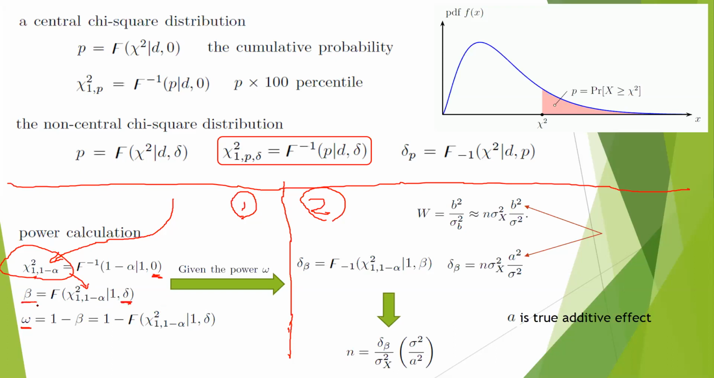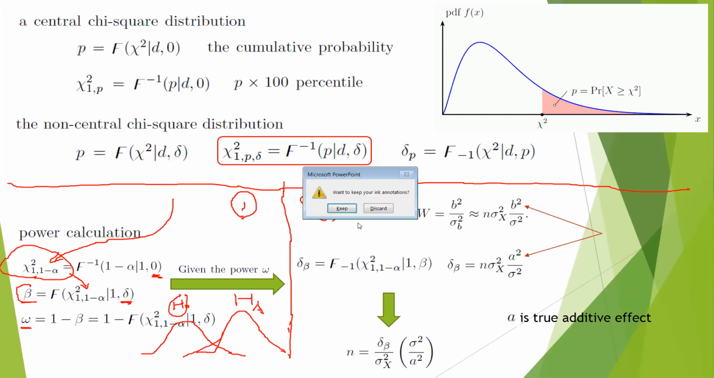Okay, now think about this. Let me draw two distributions. This is what we learned before. This is H naught, and this is HA. We always test H naught, right? So if you, let's see, if you, not good, so let me, that's fine.